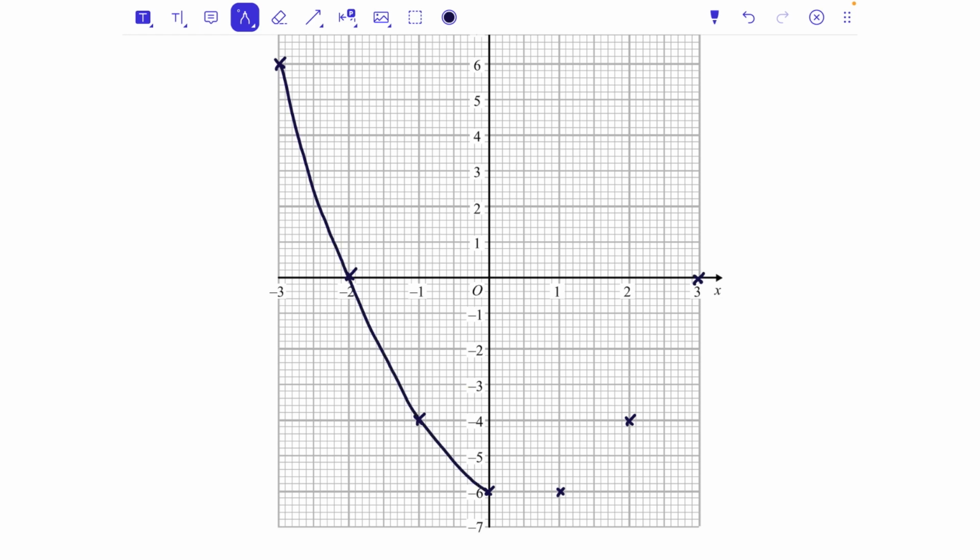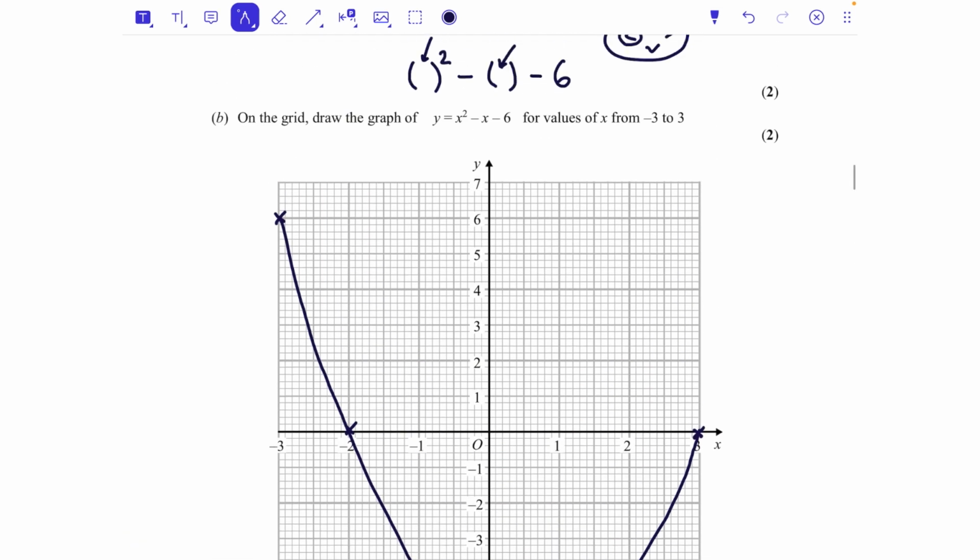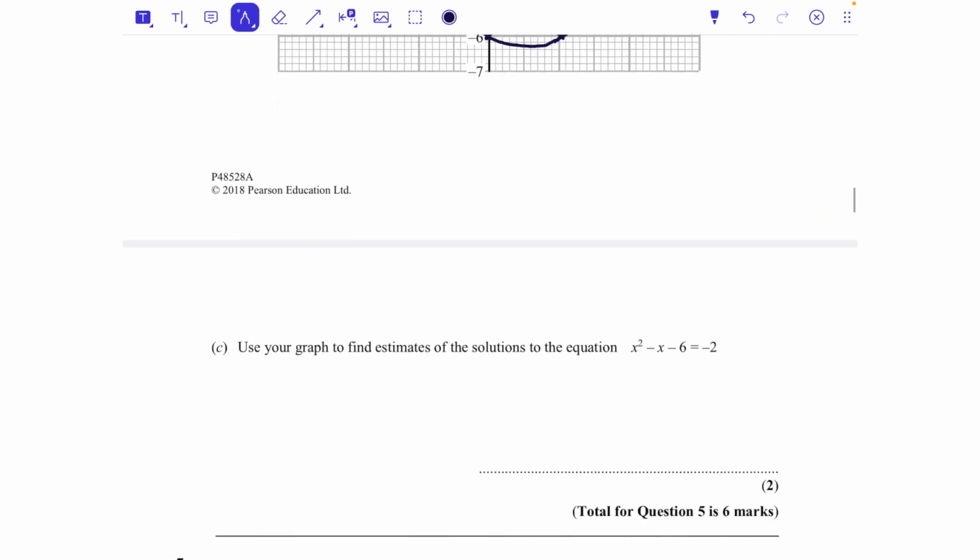Now, really important when you get to here, it needs to dip slightly below. Don't have a flat bottom. And then smooth curve going through all of the points. If you miss a point, use a pencil and then rub it out and redraw it, okay? It needs to be accurate. So there we go, 4 marks for that one.